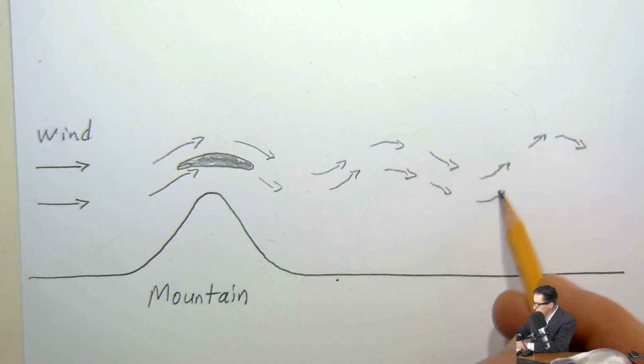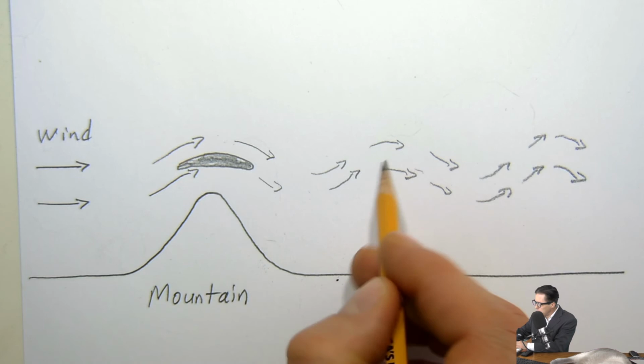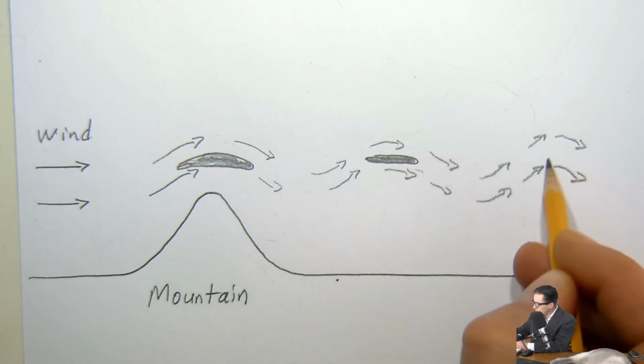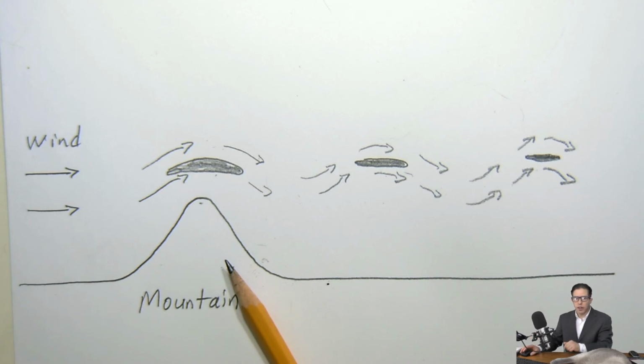And it can do this many times actually. And at the top of each one of these humps, it'll form another disc. So what you'll get is you'll get several of these discs, not just one over the mountain, but they can be quite a ways away from the mountain. Those are all lenticular clouds.